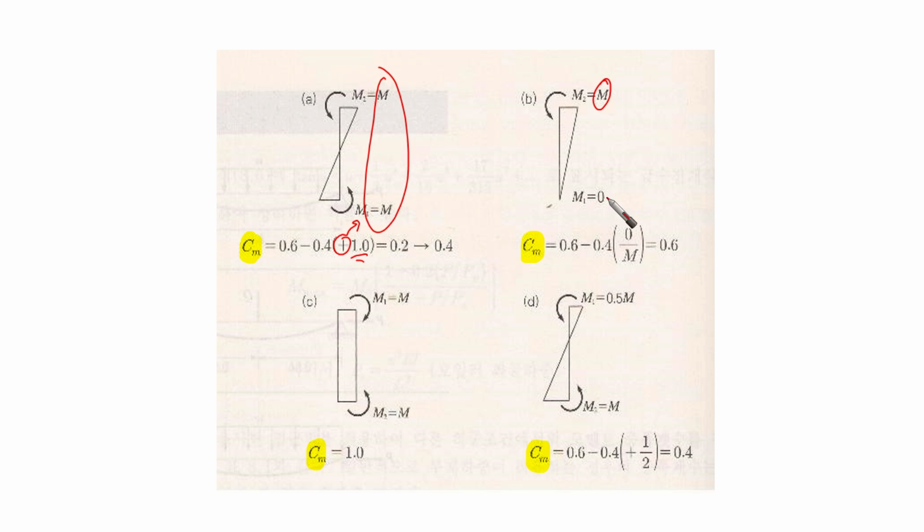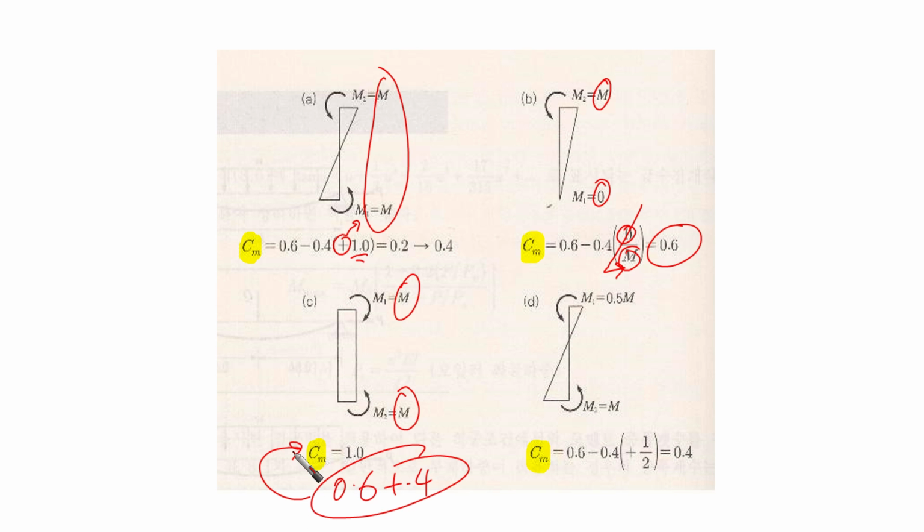Here, for example, we have M and 0, so the smaller value is 0 and the larger one is 1, so it is going to be cancelled here. It is going to be 0.6. If we have the same M over M, then in this case we are going to have Cm equals 1, and because we are going to have the equation to be 0.4, it is going to be 0.6 plus 0.4 in this case, so it is going to give us 1.